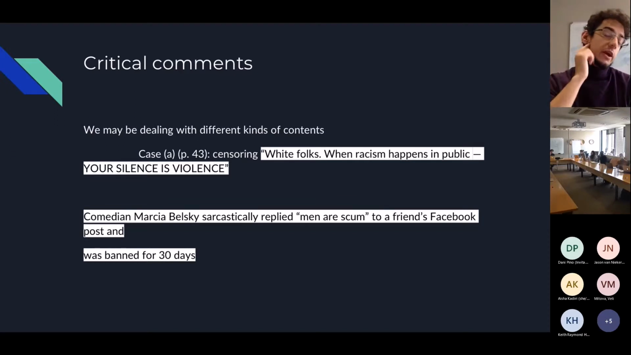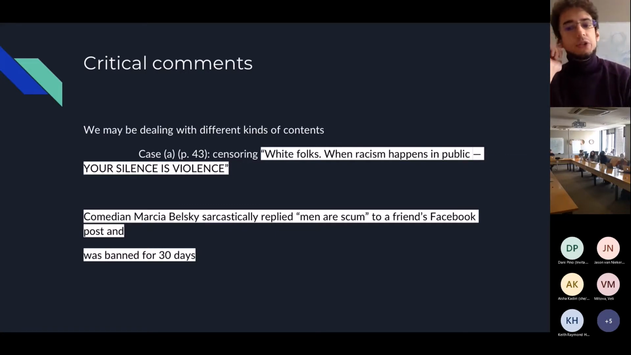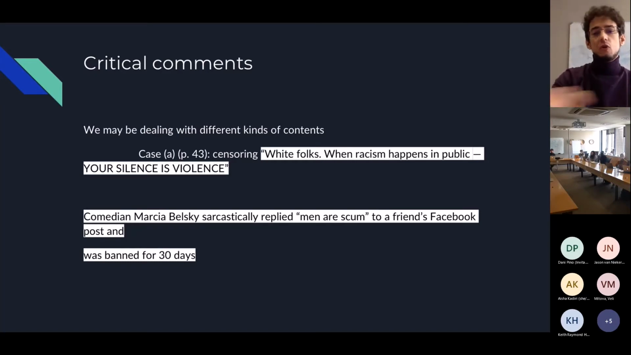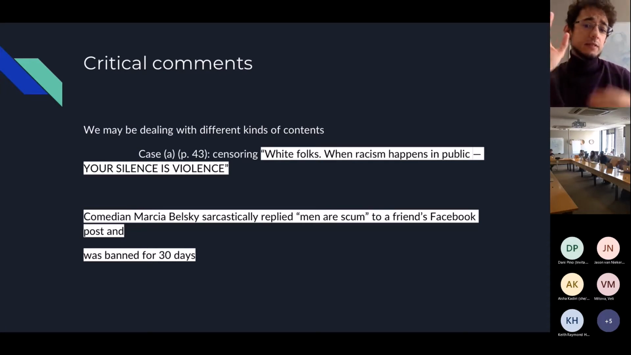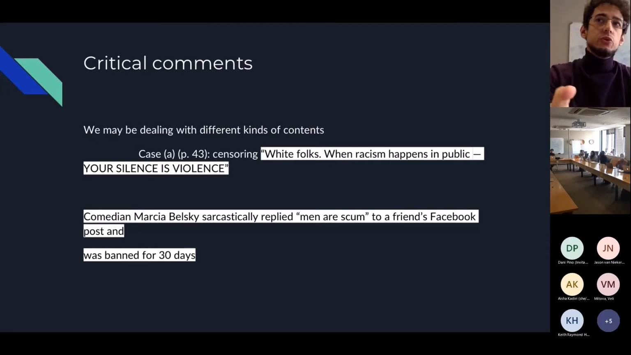So we have the cases that open the chapter, problems like censoring tweets coming from black activists in the US, I think it was in the US, saying, white folks, when racism happens in public, your silence is violence. So this tweet was censored. And these other posts, coming from a comedian mentioning men are scum, this was also censored and the author was banned for 30 days. And as Professor Arnold explains, this seems to be biased because some other reactions to these manifestations were not treated in the same vein.